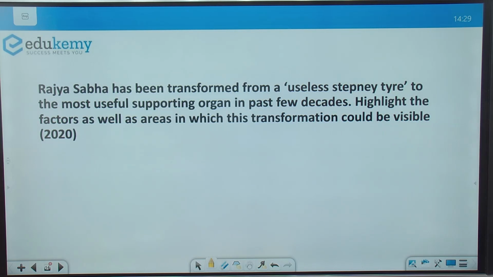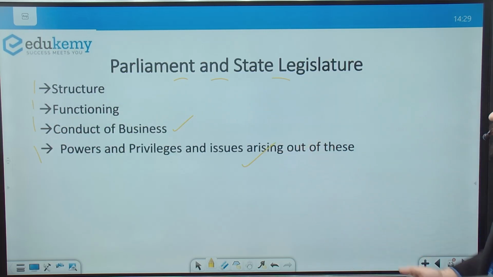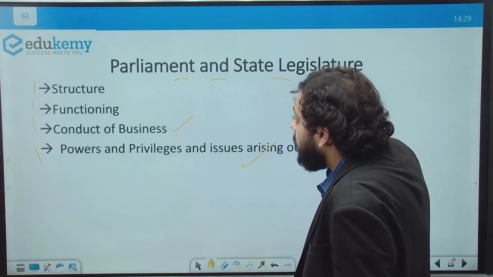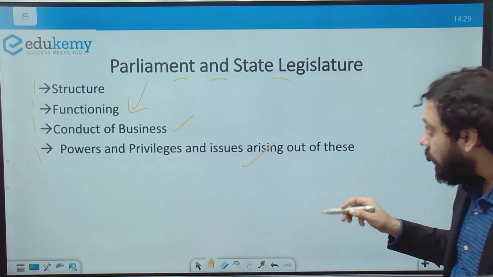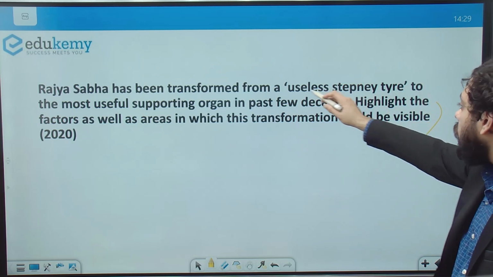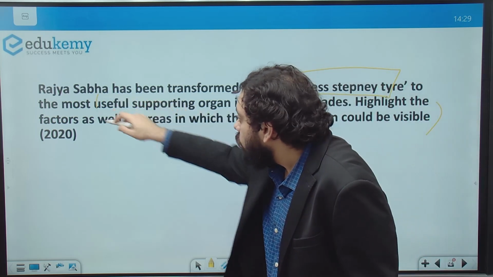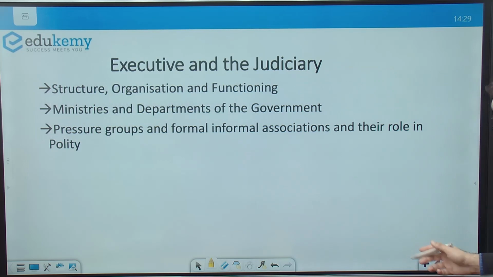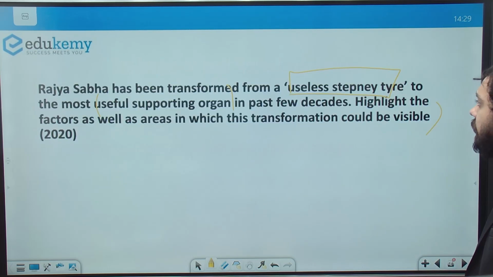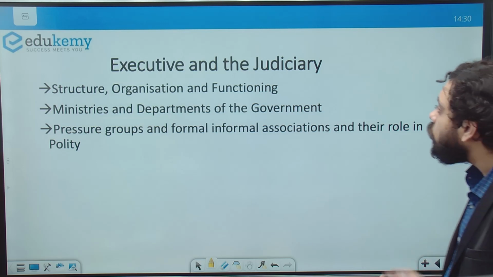Rajya Sabha has been transformed from a useless stepney tire to the most useful supporting organ in past few decades. Highlight the factors as well as areas in which this transformation could be visible, right? This is a question which is directly arriving from this part of the syllabus. The part of the syllabus over here is parliament and state legislature, the functioning part. Okay, what are the functions of Rajya Sabha? Previously it was thought that the Rajya Sabha did not have any great function to contribute. It was a useless stepney tire, but now the idea has transformed into thinking about it as the most useful supporting organ of the Indian legislature. Okay, so this is the first part of polity. Now, then you have the whole part about the executive and the judiciary, which are the 2 other elements of the separation of powers.